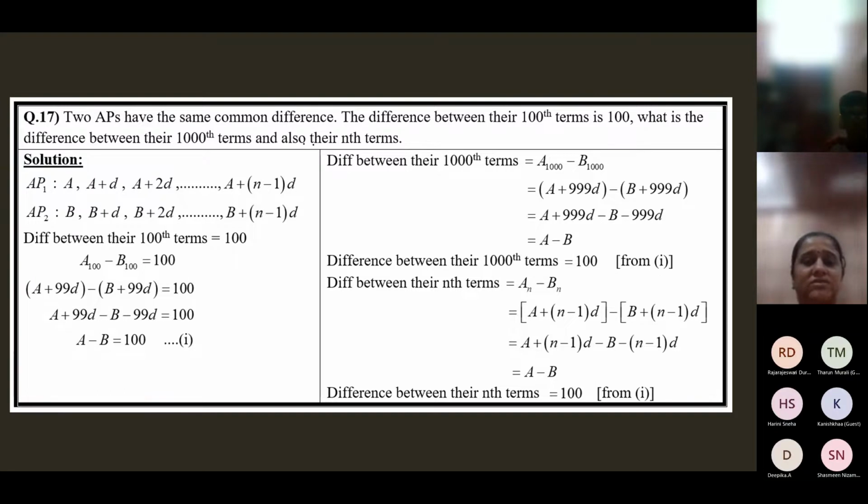We answered one question. Then the second question is: what is the difference between their nth terms? The difference between their nth terms is an minus bn. So an means a plus n minus 1 into d, and bn is b plus n minus 1 into d. Open the bracket. The n minus 1 into d minus n minus 1 into d cancels. So you get a minus b. So the difference between their nth terms is also a minus b. But what is a minus b? 100. So that means the difference between their nth terms is also 100.